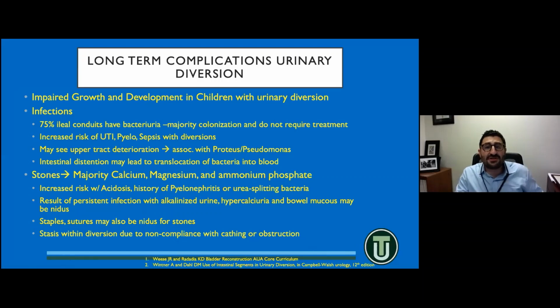So in terms of long-term complications of urinary diversion in children, they can have impaired growth and development, recurrent infections. They may develop stones, not only stones within the pouch as a result of retained mucus if it's a continent diversion, but also because of chronic acidosis, hypocitraturia, as well as bacterial colonization, that may result in stones, both kidney stones as well as in the pouch.